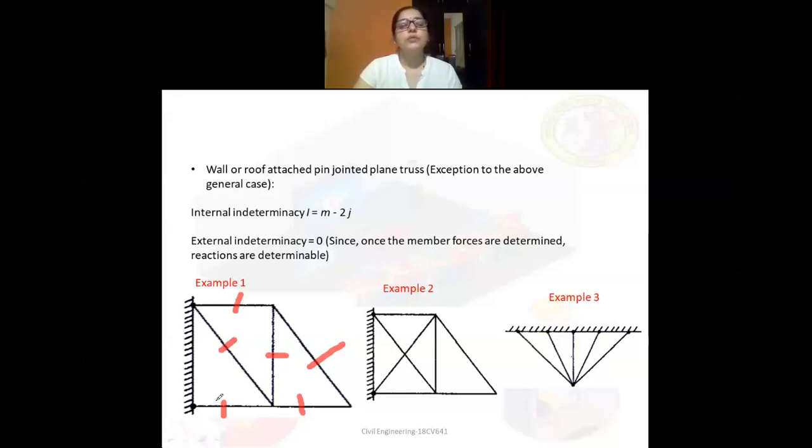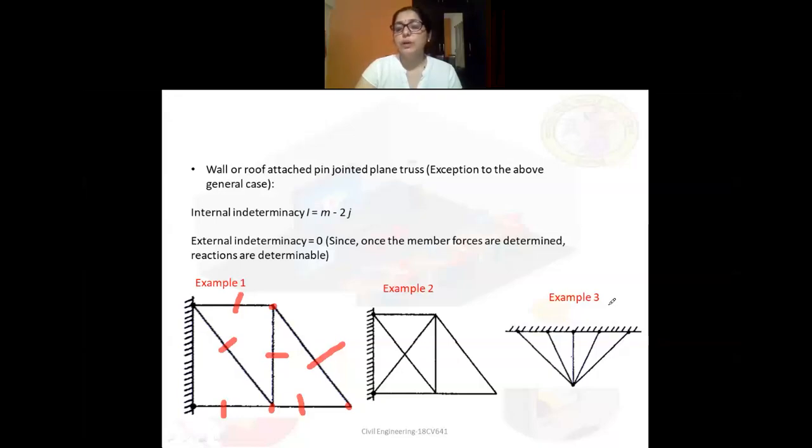So how many do we have? We have 6. Number of members is equal to 6, minus 2j. Joints: you should consider joints only where they are not at the wall. So you have 1, 2, 3. So altogether 6 minus 2 into 3, so 6 minus 6. That is, the structure is statically determinate because indeterminacy is equal to 0. So similarly you have to do for example 2 and example 3 also.